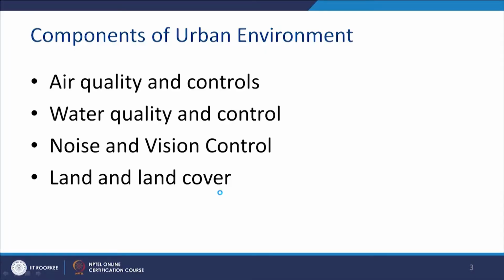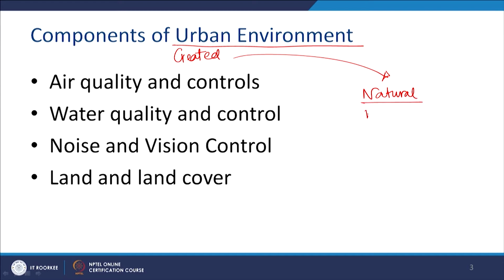So, let us start now. In the components of the urban environment, when we say urban environment, that means it is a created environment. In the created environment there are two elements: one is natural elements, which are maintained, and there are some man-made elements, which are created and then also maintained.